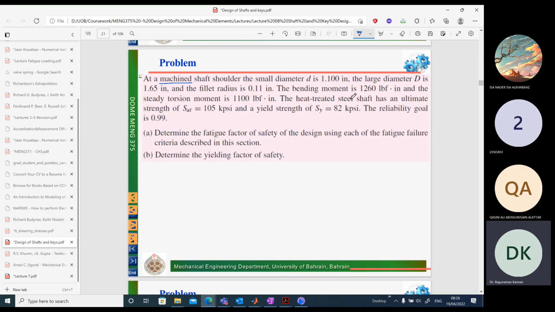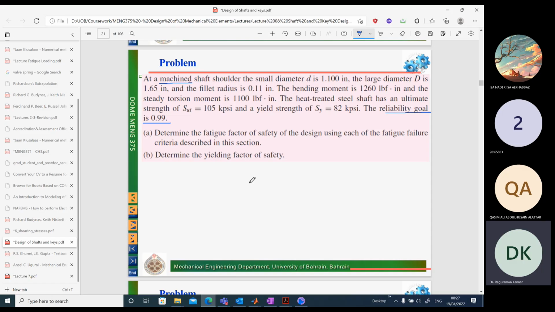The heat treated steel shaft has an ultimate strength Sut value and Sy value. You are given the reliability goal is 0.99. Again, this is for Ke. Determine the fatigue factor of safety of the design using each of the fatigue failure criteria described in the section. Also, determine the yield factor of safety.